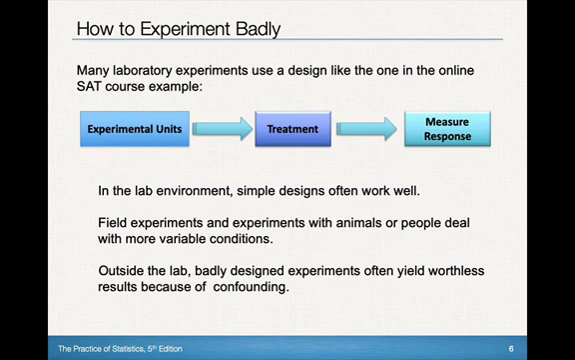Also, the idea of confounding comes in here. If your response cannot be attributed to your treatment, or after the fact you think of something, oh, I didn't think of this, that probably explains this. If you don't do your thinking before you conduct the experiment, you may waste a whole lot of time.